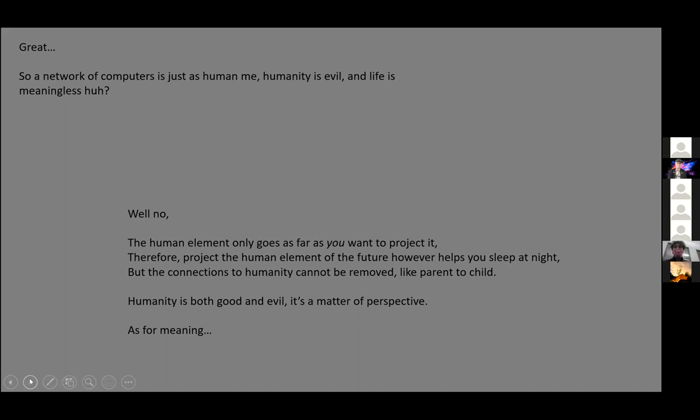Well, no. The human element goes as far as you want to project it. You can project the human element into the future, however helps you sleep at night, but the connections to humanity cannot be removed, like from a parent to a child. So when you think of the future, and in your visions of the future, you can humanize it to the extent that you want. Humanity is both good and evil. This is all a very extended metaphor just to show that it's all a matter of perspective.